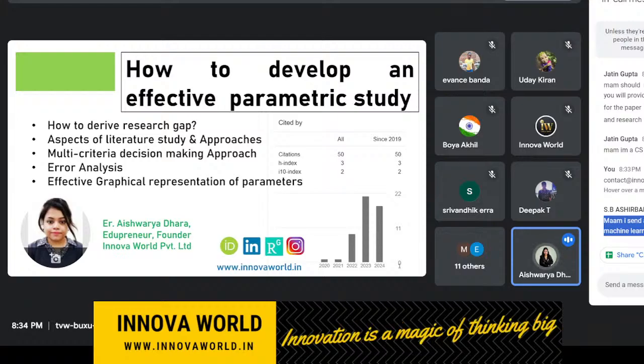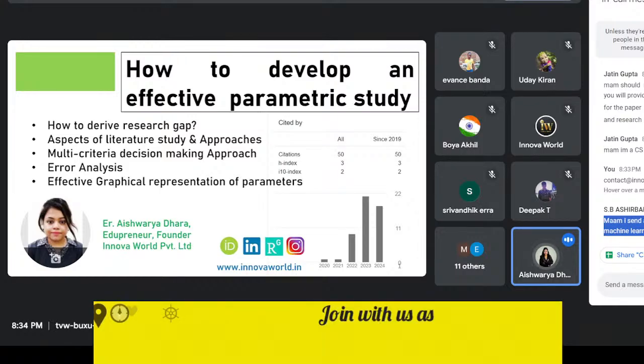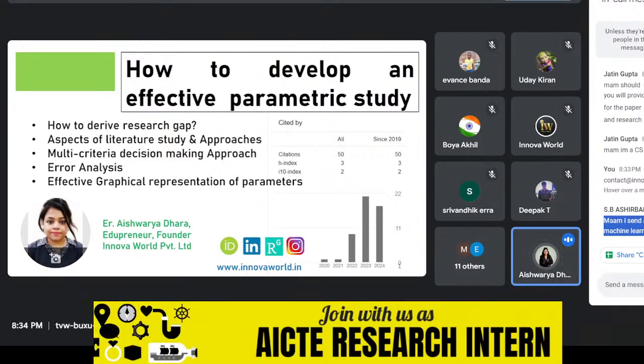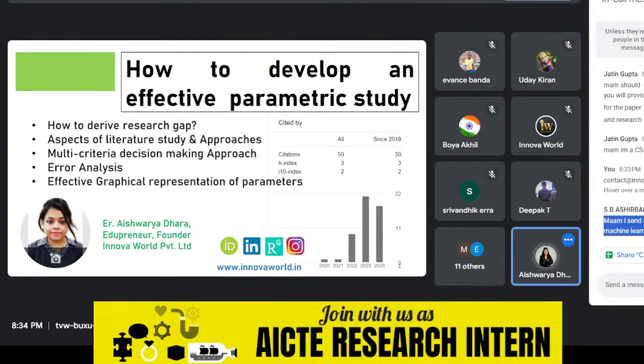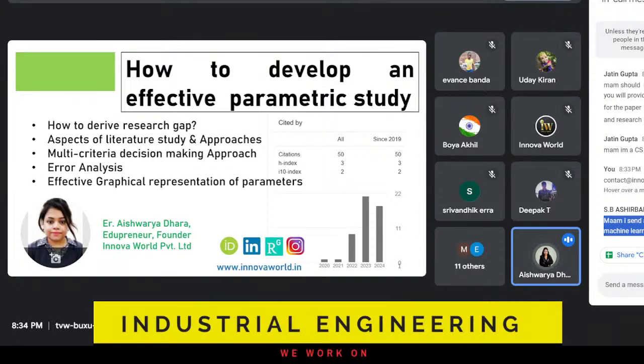So in the upcoming class, whenever sir is with you, sir will discuss with you all regarding your data set and the analysis that you have performed. Everything sir is going to discuss with you.